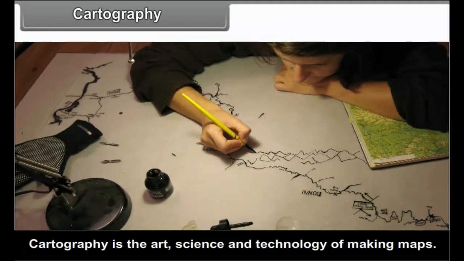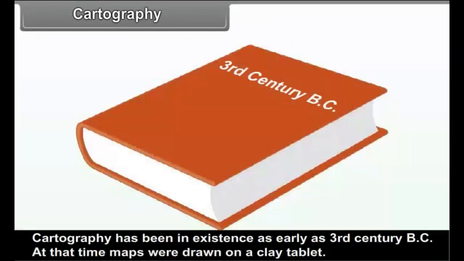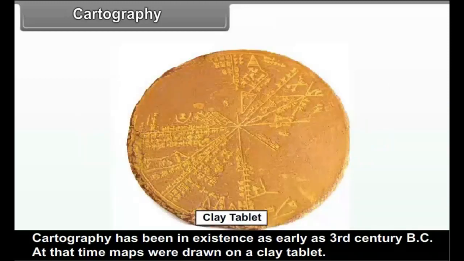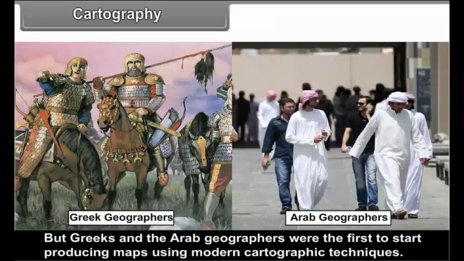(9.1) Cartography. Cartography is the art, science and technology of making maps. Cartography has been in existence as early as the 3rd century BC. At that time, maps were drawn on clay tablets. A prominent geographer, Claudius Ptolemy, produced the first set of maps. But the Greek and Arab geographers were the first to start producing maps using modern cartographic techniques.